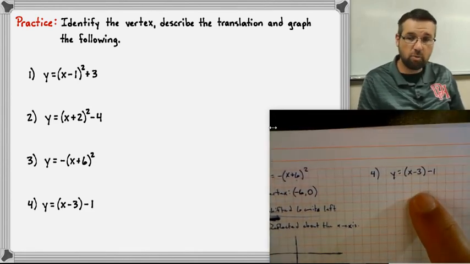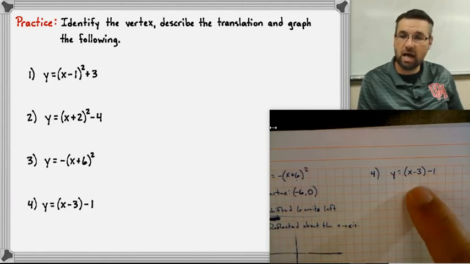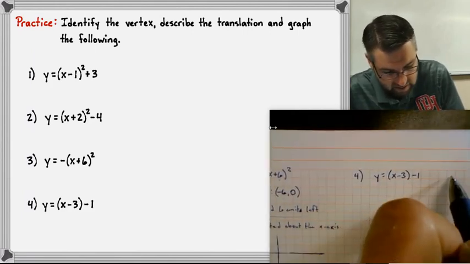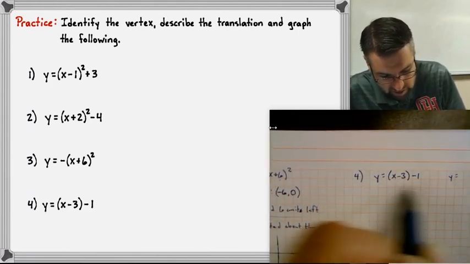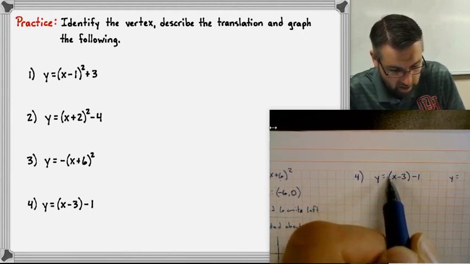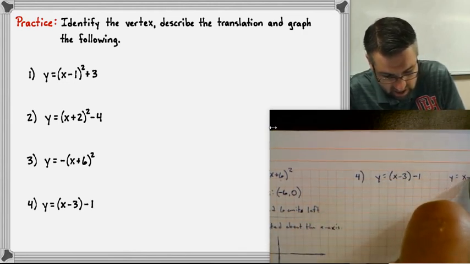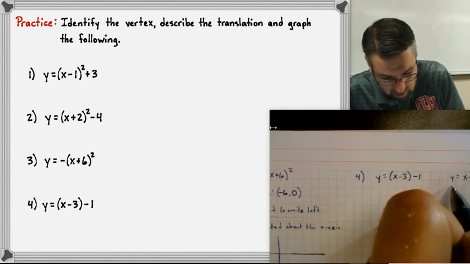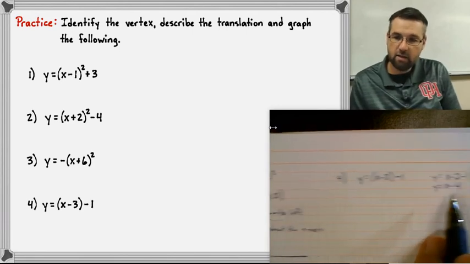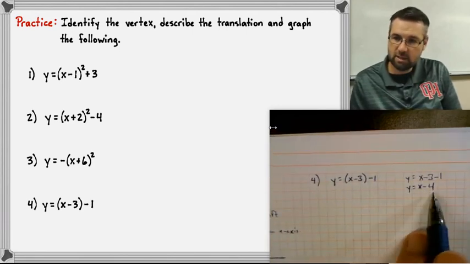Now, this is not a parabola. This is actually a line because the highest exponent is 1. And I'm going to show you off to the side. If I simplify this, we can just drop those parentheses. There's nothing to do with those parentheses. You can't combine them. We could put a 1 out front and distribute, but that's going to be x minus 3 minus 1, and that simplifies to x minus 4. Well, look at that. That's a line. That's a linear equation.